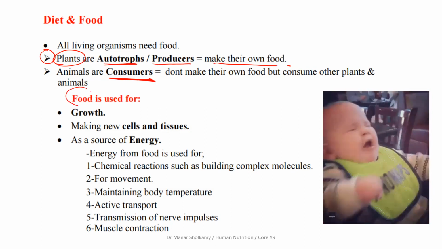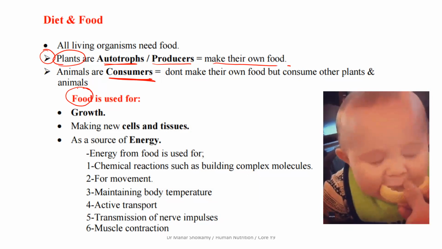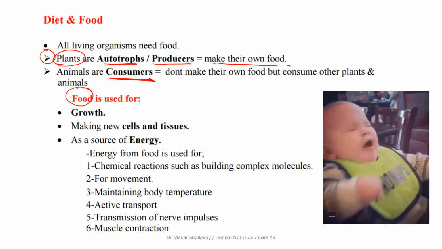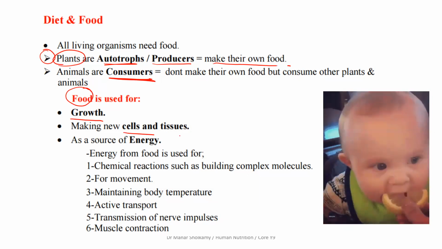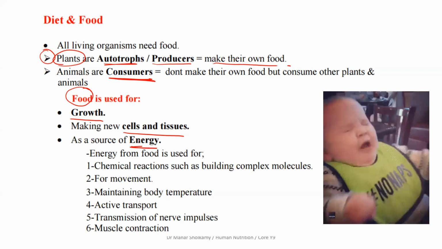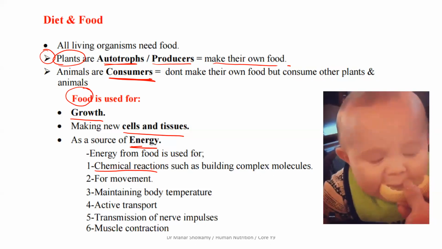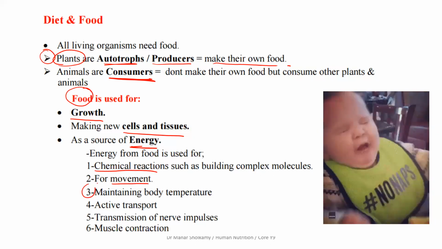Now, why do we eat food? This is a very easy question that I don't expect that you will ever have in paper 4, maybe paper 2. Food is needed for growth, for making new cells. Food, of course, is the main source of energy, and energy is needed for all the chemical reactions in the body. Energy is needed for movement, maintaining body temperature.